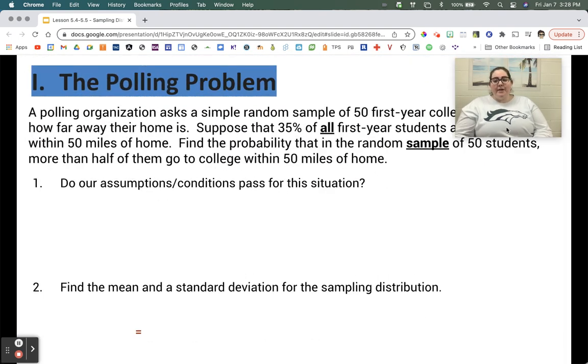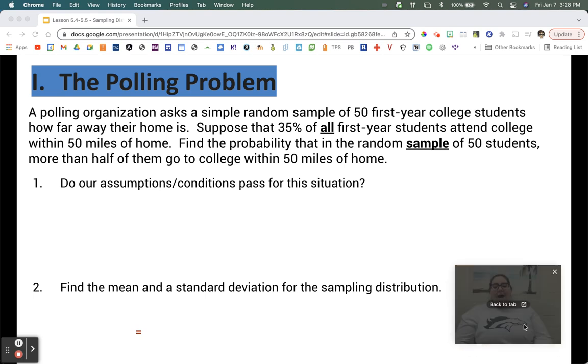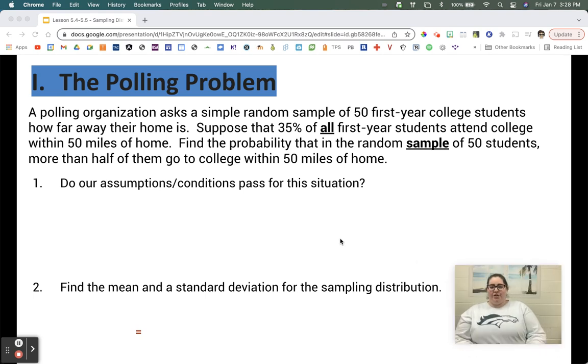So I'm going to go straight to an example, and we're going to go through a process of how I would solve a probability question and what steps I have to take. It's going to feel like a lot of steps, but you will get better at it as we go. This example says that a polling organization asks a simple random sample of 50 first-year college students how far away their home is. Suppose that 35% of all first-year students attend college within 50 miles of home.